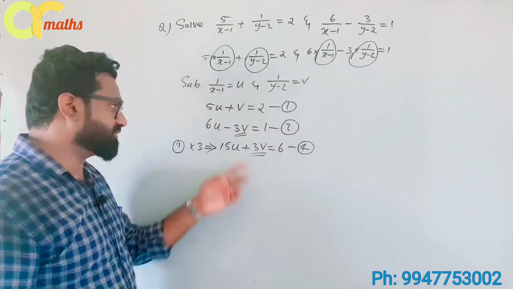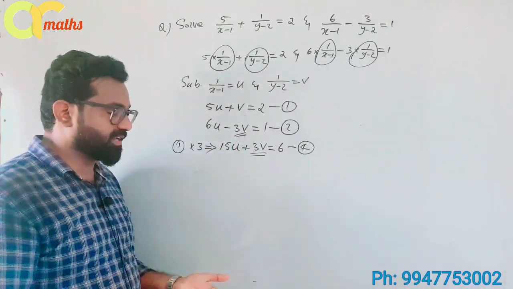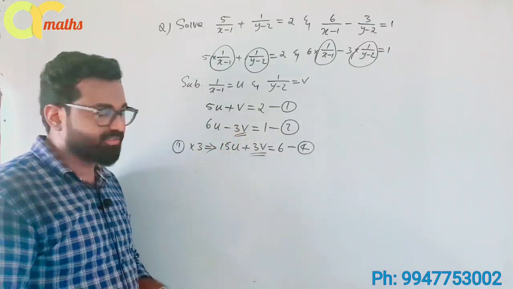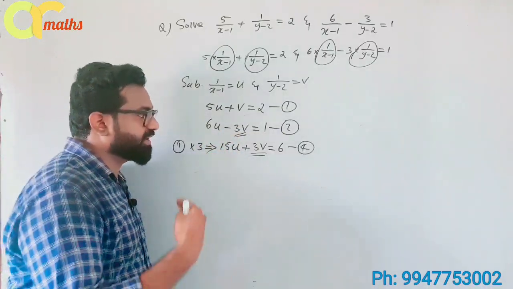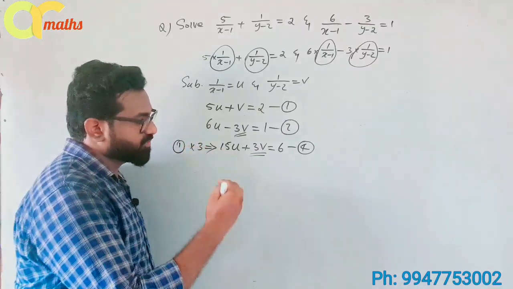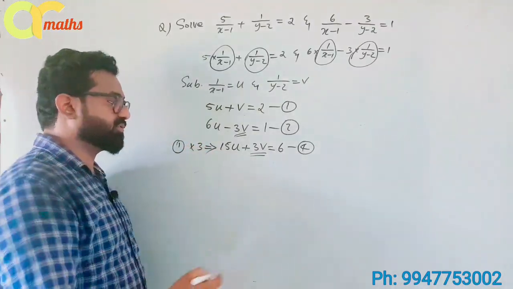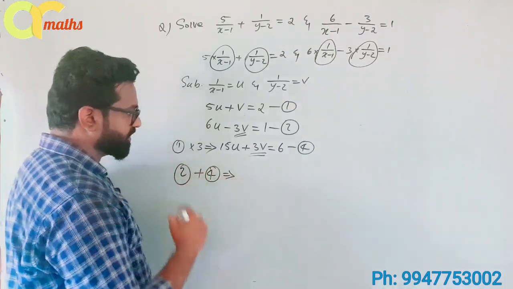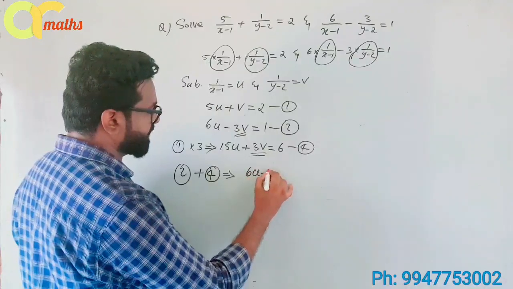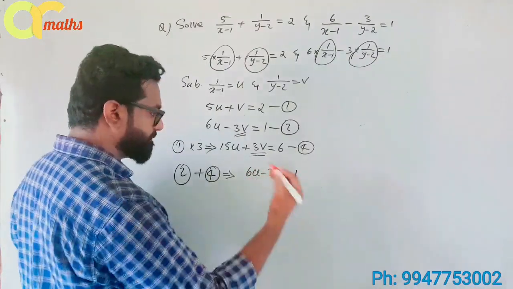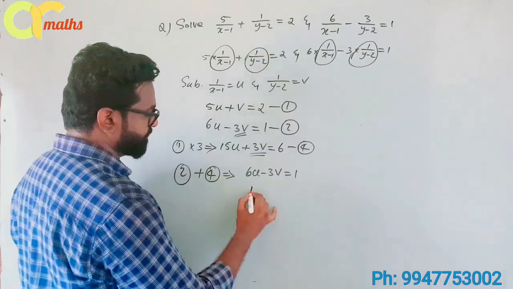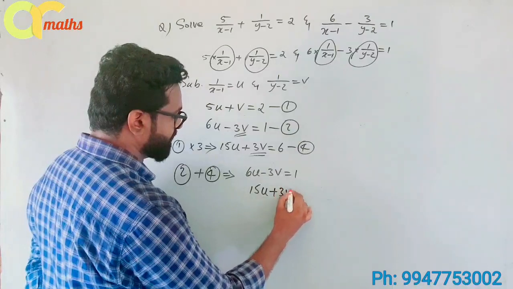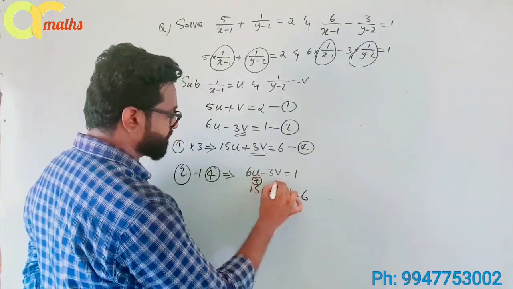So equation 4 and equation 2. How to eliminate minus 3v and plus 3v? By subtraction or by addition? It is same number and opposite sign. To eliminate opposite signs, by addition. So equation 2 plus equation 4, or equation 4 plus equation 2, no problem. First write equation 2. What is equation 2? 6u minus 3v equal to 1 plus equation 4, 15u plus 3v equal to 6, by addition.